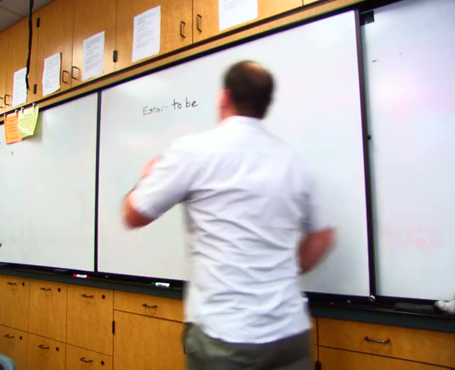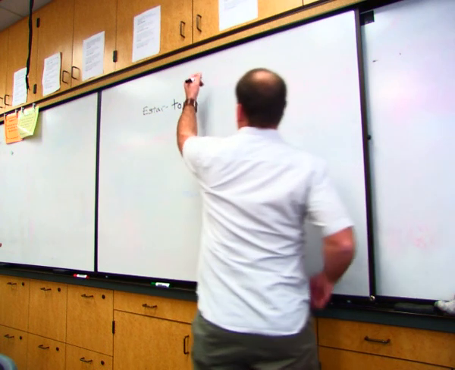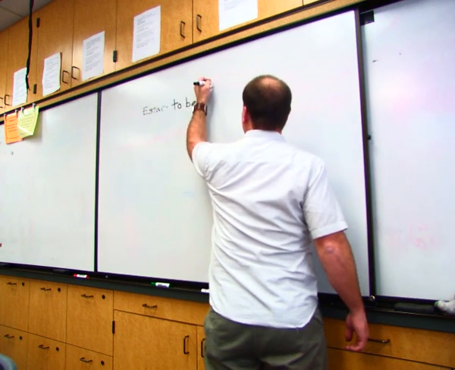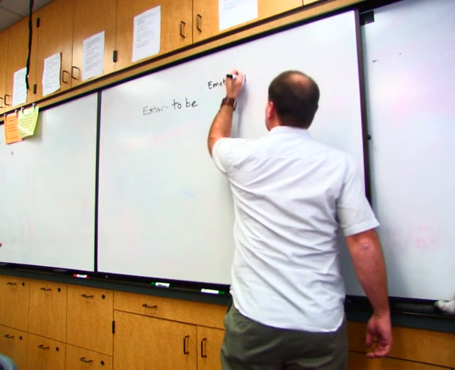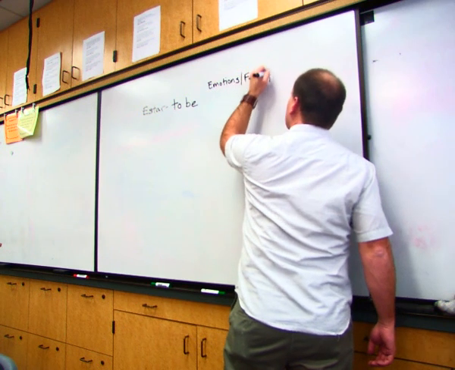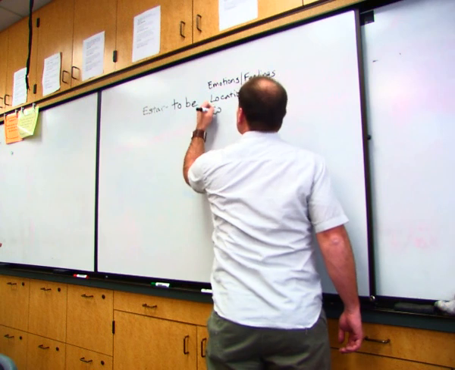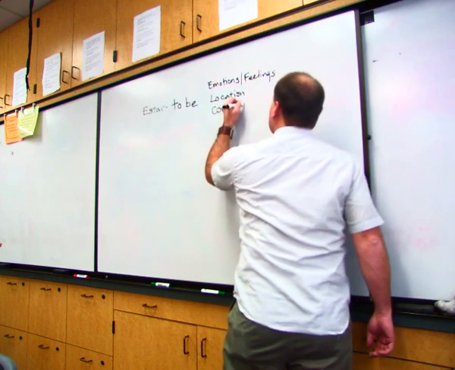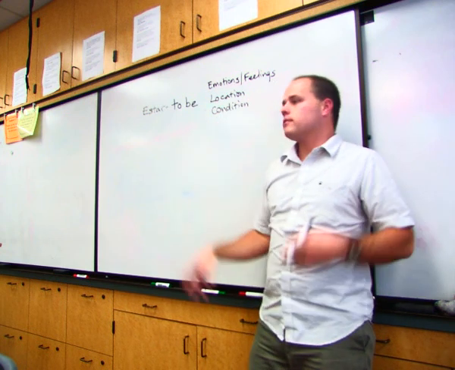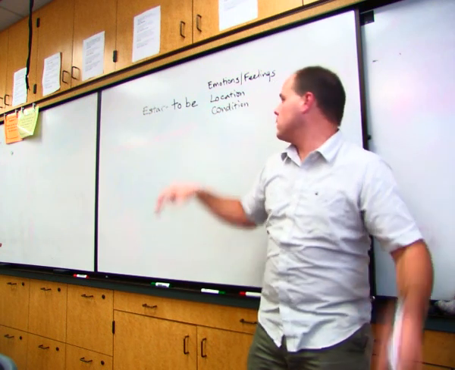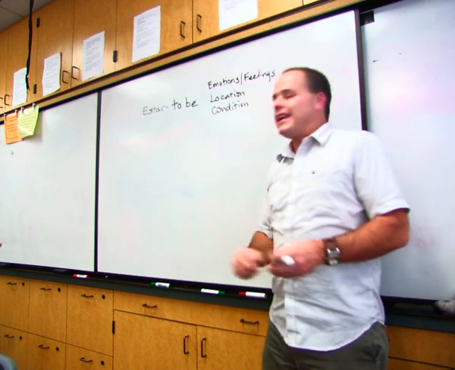Now, this verb estar is normally used in three main ways. They're used for emotions and feelings, for location, and for condition. Meaning, emotions and feelings: I am happy, I am sad. Location: I am in class, we are at school. And condition: the food is cold, the car is broken, he is sick.